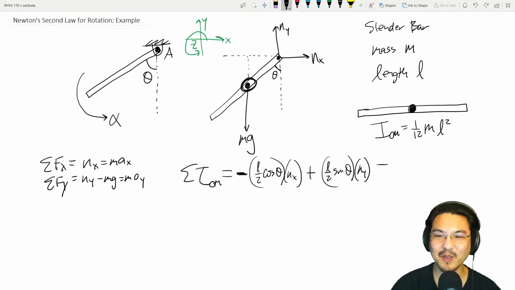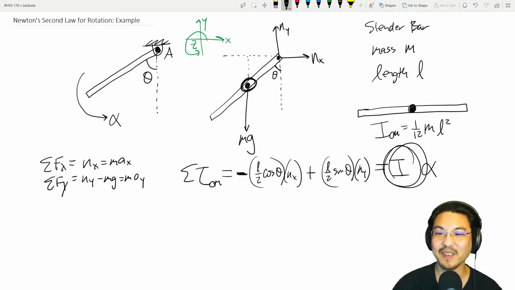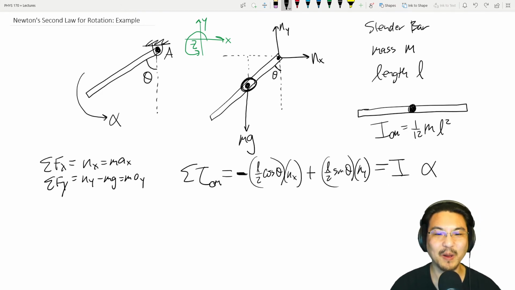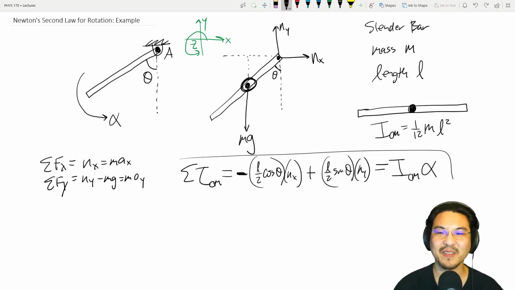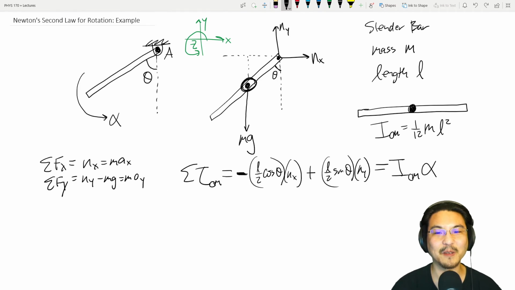The other side of the equation equals I alpha. Which I is this? Because we sum torque about the center of mass, this moment of inertia is about the center of mass, which is 1/12 mL squared. So that's Newton's second law for rotation. Let's practice if we sum torque about a different point. So let's say we sum torque about over here, point A.